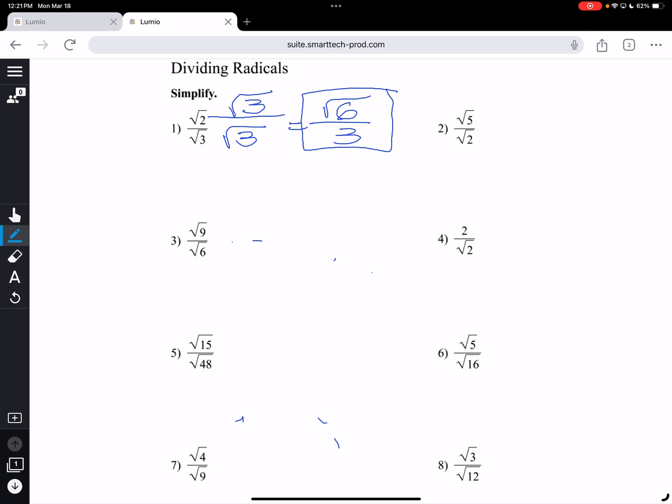What if the denominator isn't a perfect square? Does it matter? Well, radical 3 is not a perfect square. So what we do is make it a perfect square by multiplying it by itself. We get radical 9, which then becomes 3.